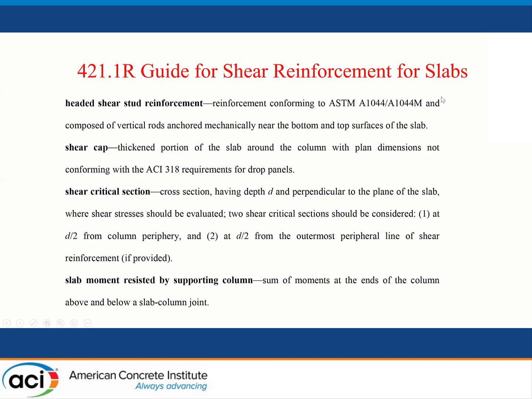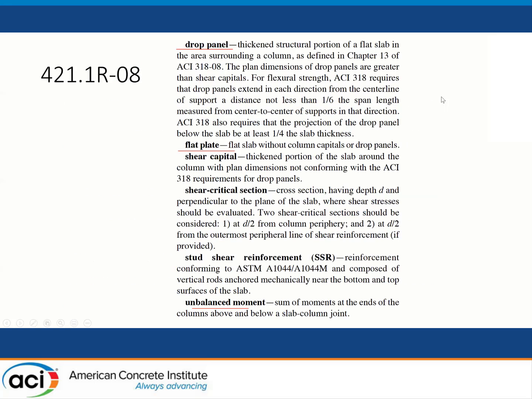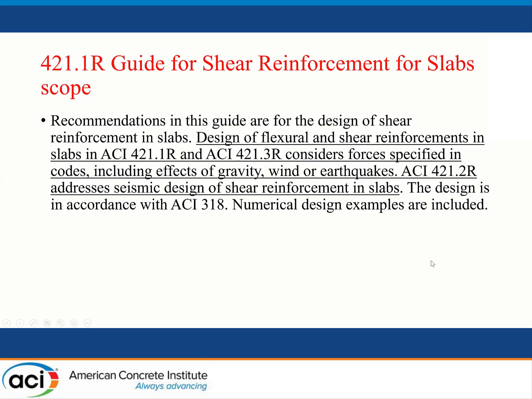In the scope, there was a revision related to covering what's in the 3 different design guides for ACI 421. So it was added that the design of flexure and shear reinforcement in slabs in ACI 421.1R and 421.3R considers forces specified in codes, including effects of gravity, winds, and earthquakes. But ACI 421.2R addresses seismic design of shear reinforcement in slabs. So just to clarify the intent of each of the design guides, because there are some overlaps in some of the provisions, but not many.